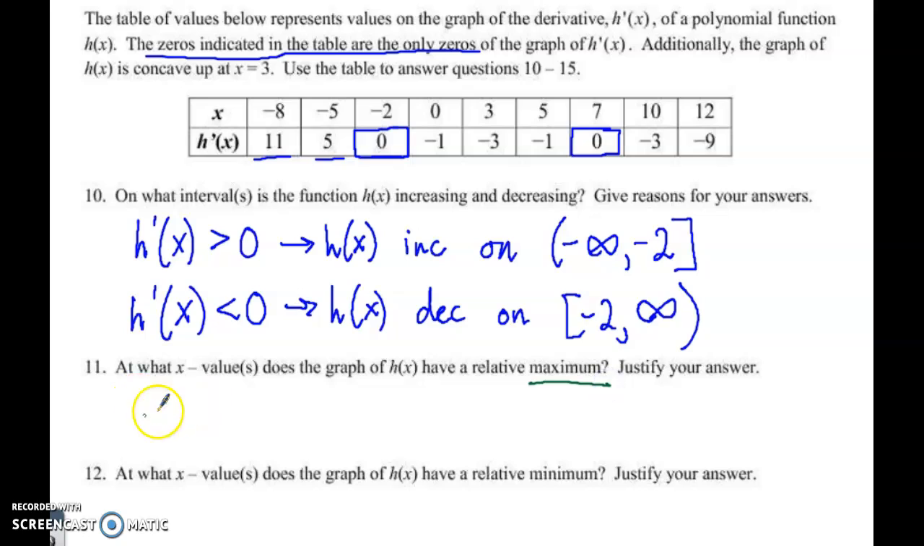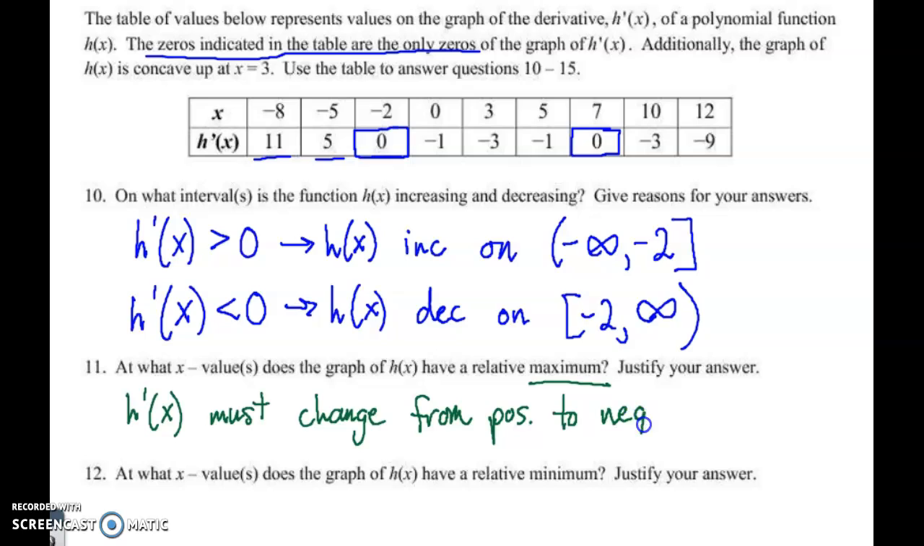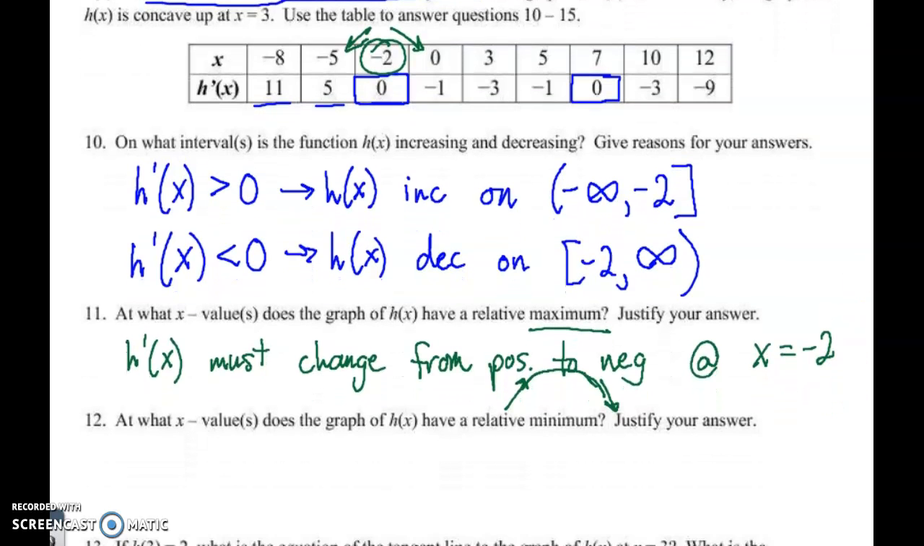Well, a relative max, if we're explaining, the derivative must change from positive to negative. And the reason for that is if the derivative is positive, it goes to increasing. Negative is decreasing, so it has to have a maximum there. Well, where does that happen? Over here on -2. You see how it goes from a positive value to a negative value? I don't like how I wrote that. But at x equals -2. I think I have enough time just for one more.